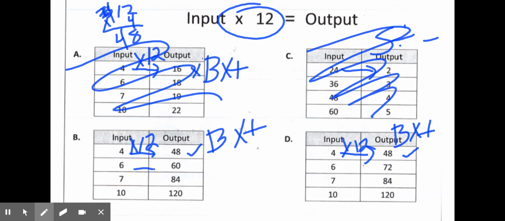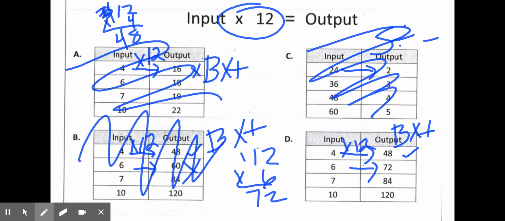My next one is 6 on both of them. One says 72, one says 60. So this will tell me which one's my answer. So 12 times 6, 6 times 2 is 12. Carry my 1, 6 times 1 is 6, plus 1 is 7. So that wasn't 60, so this chart is gone. It was 72. And if I know my 12s, 12 times 7 is 84, and 12 times 10 is just 12 with a 0. So that is correct, D.